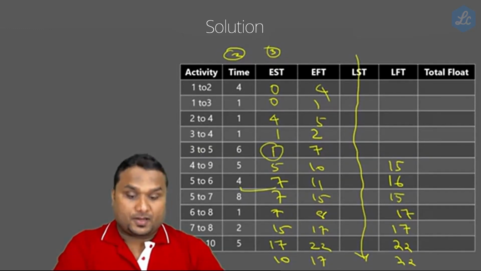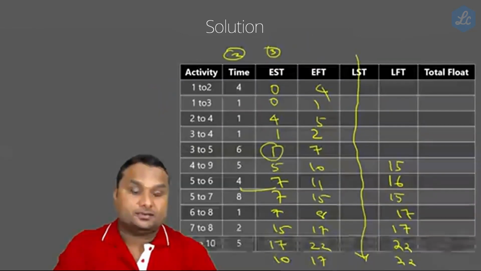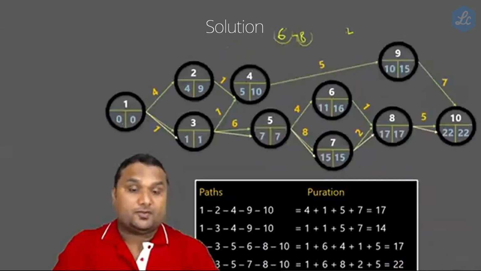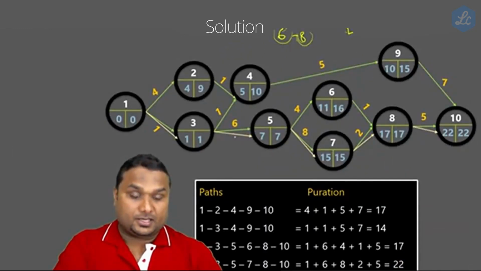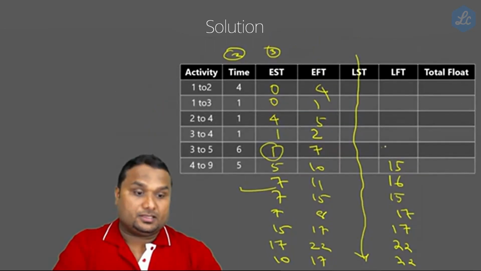Now 3 to 5. Take the right side of 5. What is the right side of 5? Right side of 5 is 7. Look at here, this is the right side of 5. 3 to 5 means the right side of 5, which is 7.